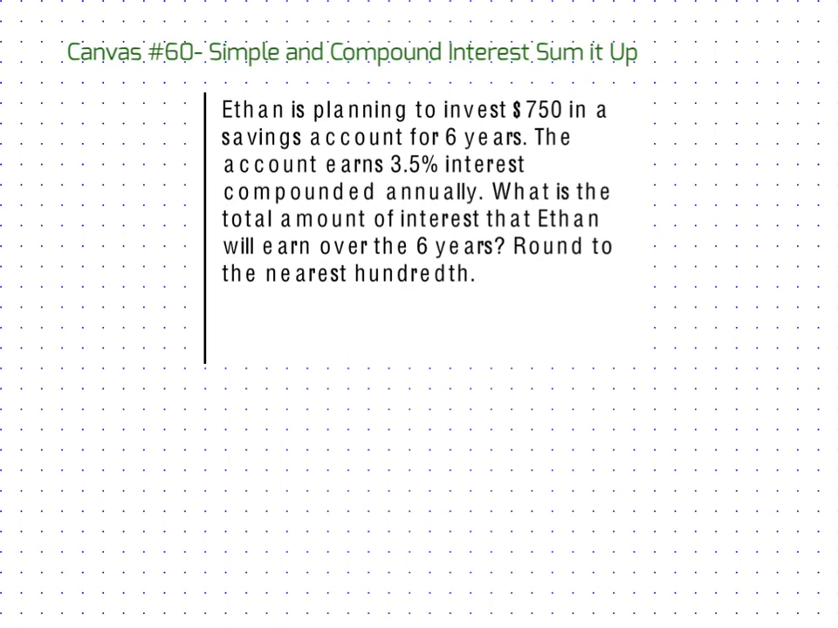All right, got another example. This is problem number 2 on your Canvas assignment. You have Ethan, who's planning to invest $750 in a savings account, and that word invest tells us this is what he's starting with. He's going to do that for 6 years, and it's going to earn 3.5% interest. There's that word compounded, which means it's a compound interest formula. And it's again asking what is the total amount of interest that Ethan will earn over those 6 years.